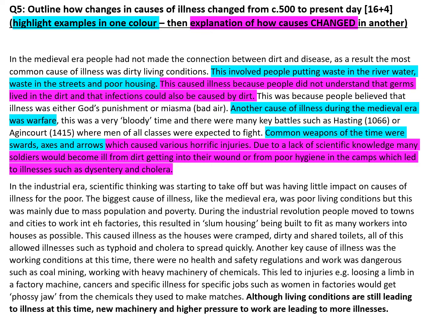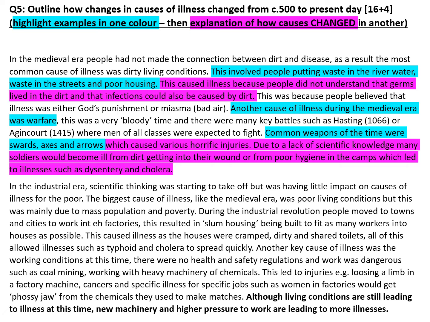Right, you highlight the industrial era for me then. First of all, I should be giving 2 examples of what's causing illness. In the industrial era, scientific thinking was starting to take off, but was having little impact on causes of illness for the poor. So a bit of context there, that's the trick I pinched from you guys. The biggest cause of illness, like the medieval era, so I'm saying it was similar to medieval, was poor living conditions. But this was mainly due to mass population and poverty.